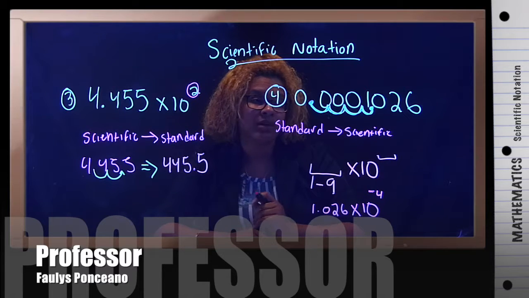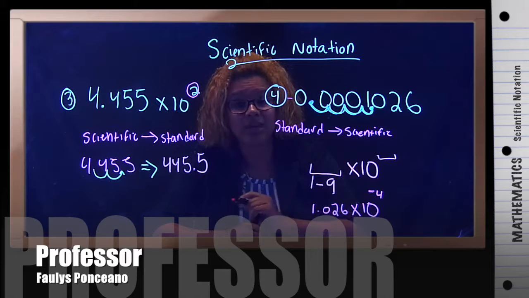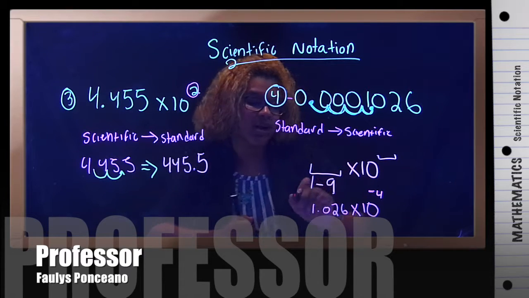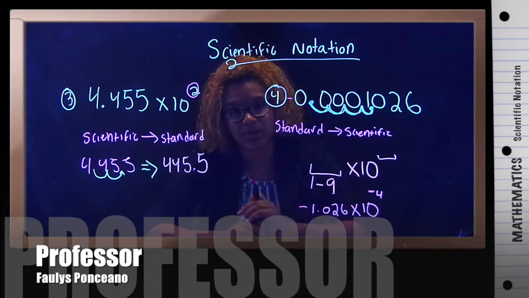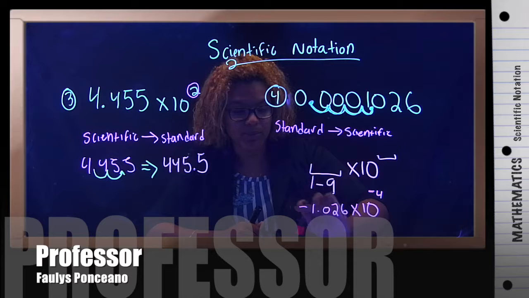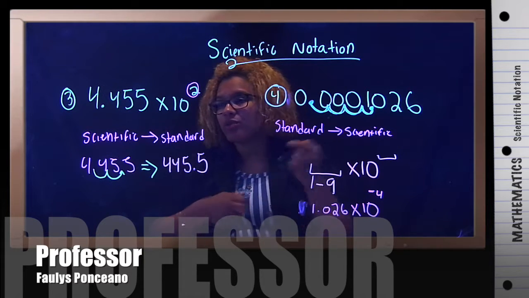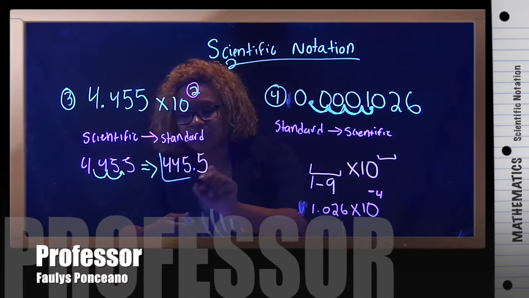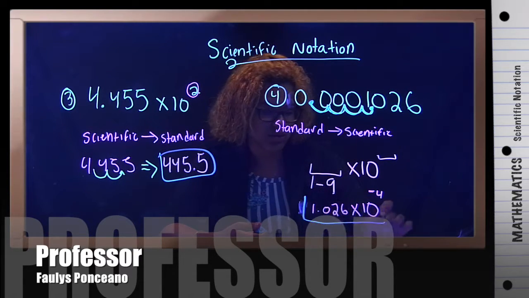Sometimes it can get a little confusing if the number itself is negative, and that would be the only thing negative here. It has nothing to do with the exponent. In this example we don't have that, but that could happen too. So when you went from scientific to standard, this was your answer. When you went from standard to scientific, this is your answer.